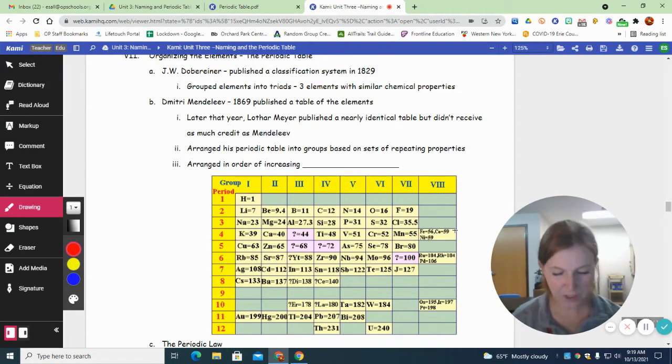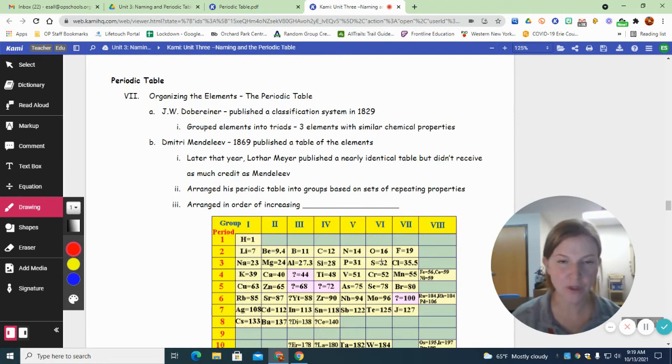Hi, everyone. So we are on page number 9, and we're going to start to have our conversation about the periodic table. So we'll spend a few days talking about how the periodic table is organized, how it was created, and what you can learn from knowing where something is located on the periodic table.